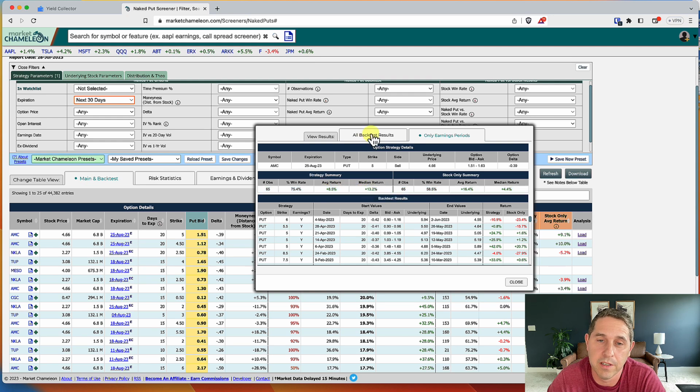13.2% median return compared to just regular is 10. So doing it during earnings was actually better and at a higher win rate. So that's something interesting to know. And there's 65 observations, so that's pretty significant too.